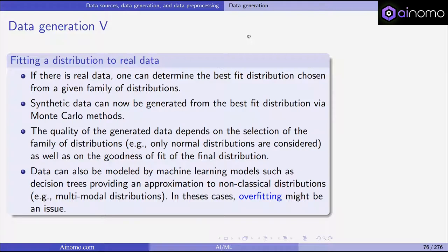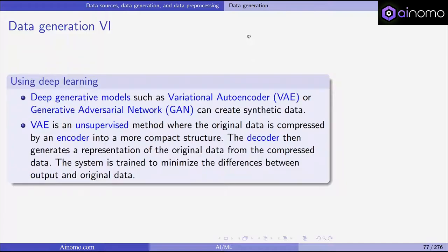And last but not least, you can also use machine learning models such as decision trees, providing an approximation to non-classical distributions. For example, if you want to use a multimodal distribution, that is one, for example, that has 2 humps. And in these cases, overfitting might be an issue. You have to be careful that if you use very complex distributions, you might get overfitting. You might be fitting the distribution also to the noise in the data.